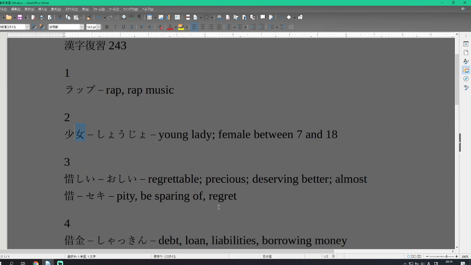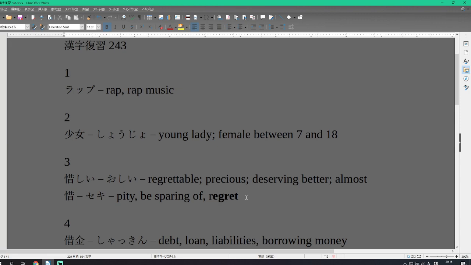Number three is oshi. Oshi is regrettable, precious, or deserving better. Our new kanji here is seki for pity, be sparing of, or regret. The radicals in this kanji are the radical for a heart on the left side, and on the right side, this whole thing together with the sun and the half well is the past. It's like the sun is setting on a previous day. So something that you keep in your heart from the past is a regret. So a regrettable thing is oshi or seki.